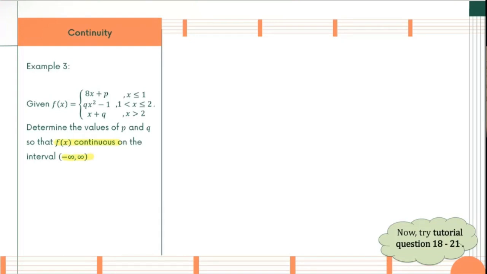Okay, so bila dia dah mention the f(x) is continuous, you don't need to check all the 3 conditions. Tak perlu check ketiga-tiga lah. Kita hanya perlu pilih salah satu condition sahaja untuk dapatkan the value of P dengan Q. So, condition mana yang saya akan gunakan untuk check? I am going to use the second condition.